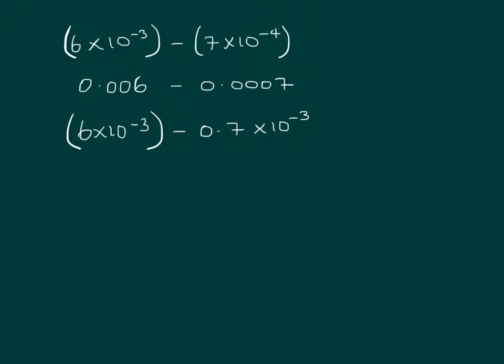Once we've done that, it's just a simple matter now of this number take away that number, and then I get my answer by 10 to the power -3. If you want you can write it down, but we all know 6 take away 0.7 should be, oh, there we go, 5.3 times 10 to the power -3. And there we are, done.